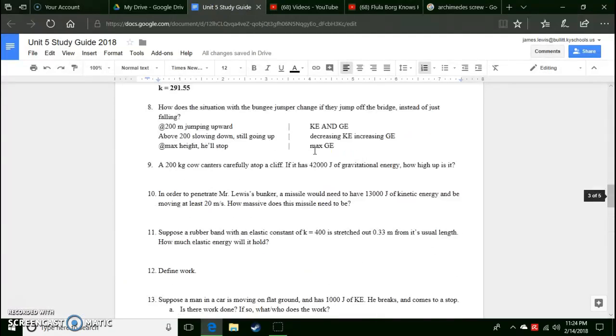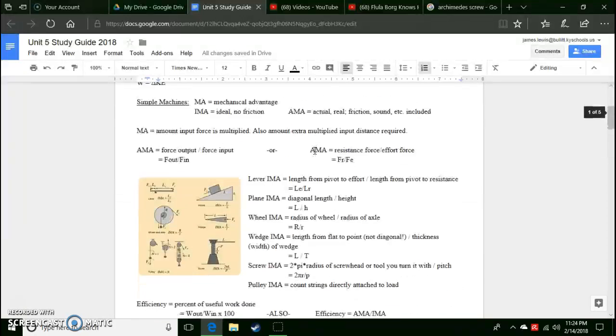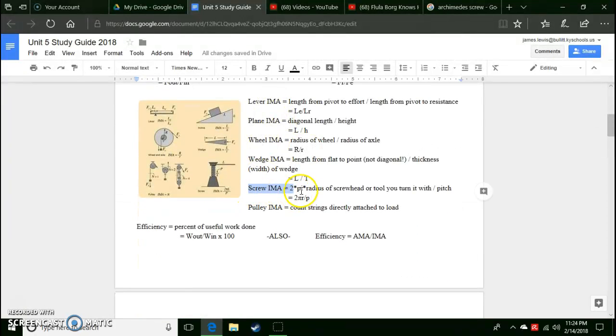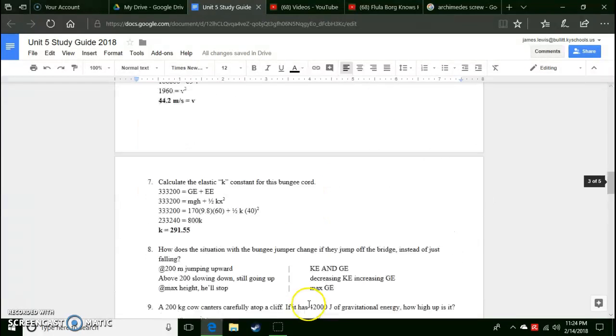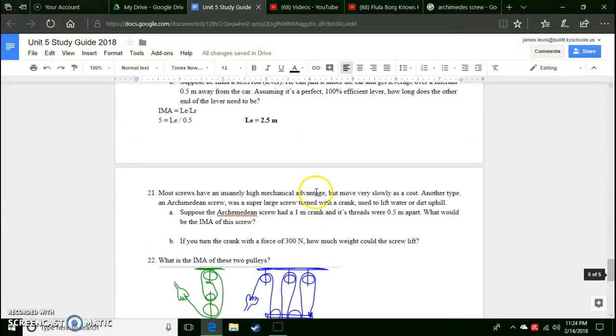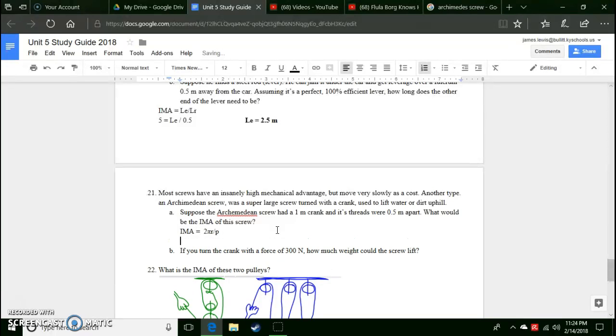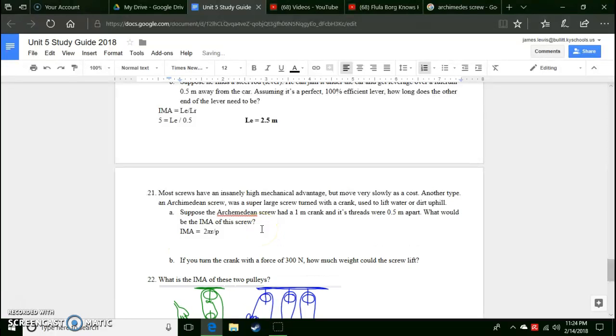So let's go get that equation for screws out of our original formula sheet. So screw is right here. So we're going to do 2 pi radius divided by pitch. So let's paste this down here. IMA equals 2 pi r divided by pitch. So let's plug in the information that we know. The IMA is what we're solving for. That's what would be the IMA of the screw.